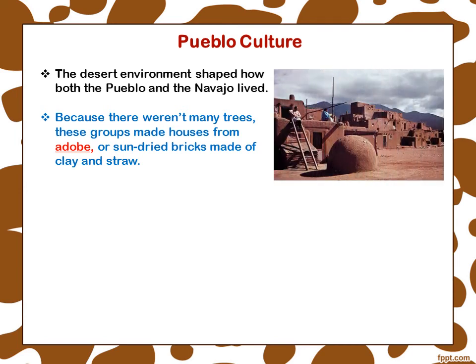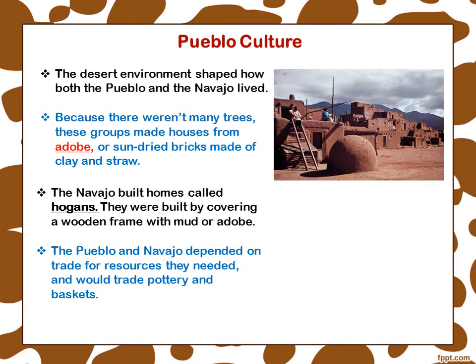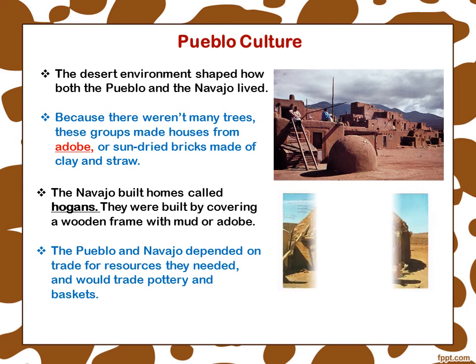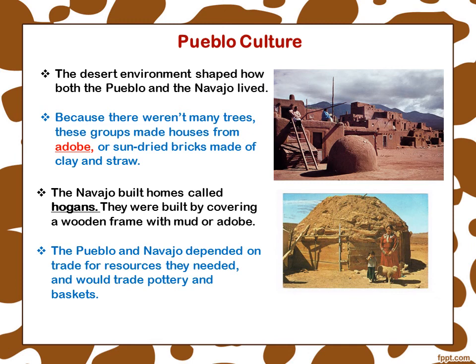Okay, look at the example here. Then the Navajo as well built their homes called hogans. These cone-shaped shelters were built by covering a wooden frame with mud or adobe. Then the Pueblo and the Navajo tribes depended on trade for resources not found nearby. So they sometimes traveled far to trade their pottery and baskets with other tribes.